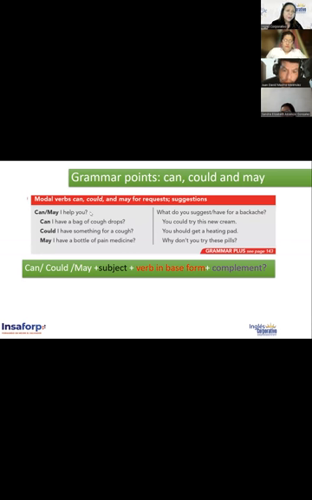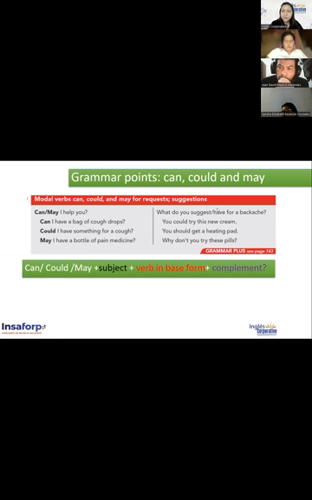Example, can I help you? Or may I help you? Can I have a bag of cough drops? Could I have something for a cough? May I have a bottle of pain medicine? What do you suggest or what do you have for the backache? You could try this new cream. You should get a heating pad. Why don't you try these pills?